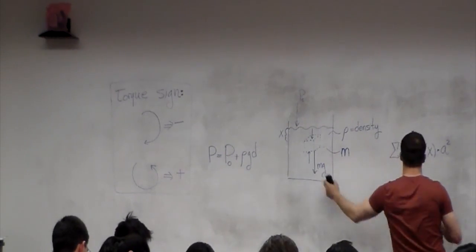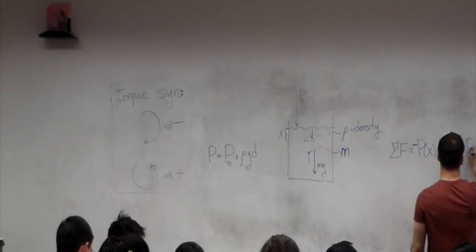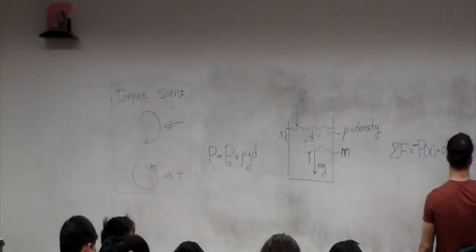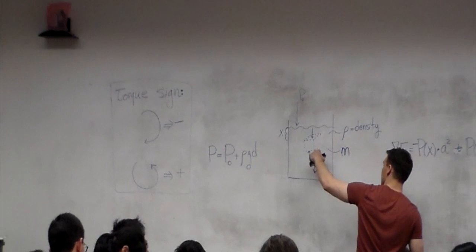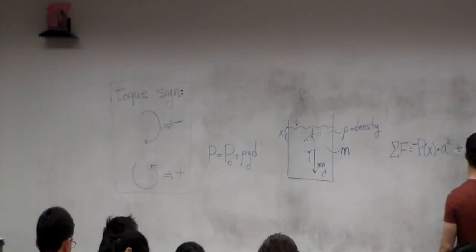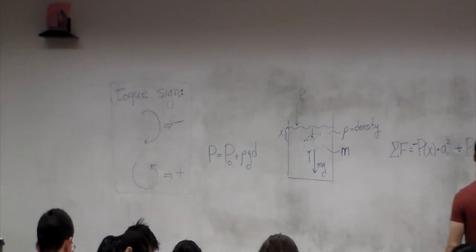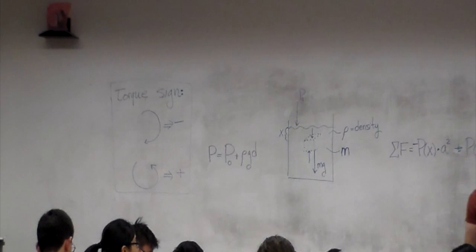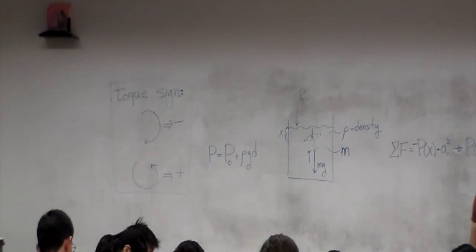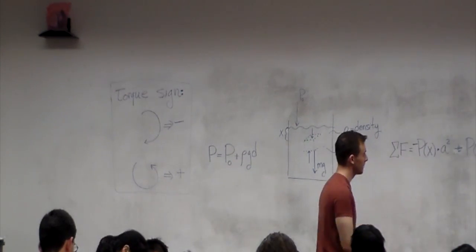The pressure from the bottom is going to be equal to plus P of x plus A, times a squared. And then we're going to have mg, which is also down, so minus mg. That's equal to 0, right? Because the sum of the forces on the box is 0.